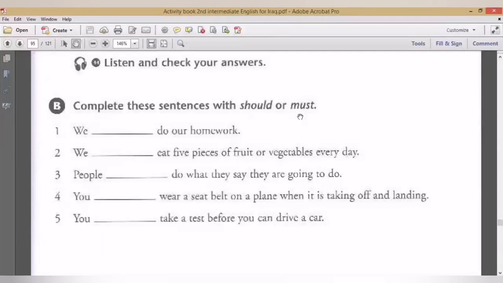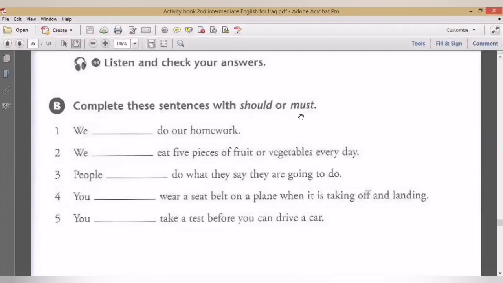Now the other one. You wear a seatbelt on a plane when it is taking off and landing. Must, right? So you should say, you must wear a seatbelt on a plane when it is taking off or landing. Why? Because it is an obligation. You have no other choice. Because if you don't, the flight attendant will do it for you. You must wear a seatbelt on a plane.